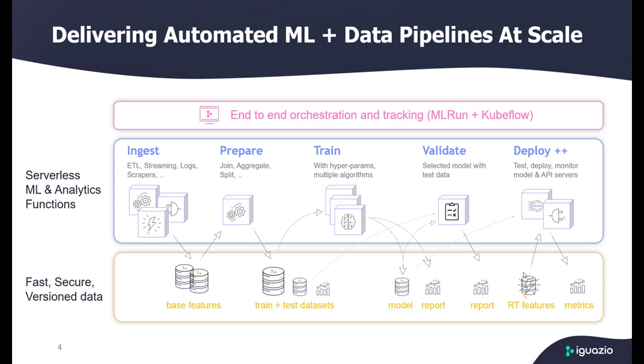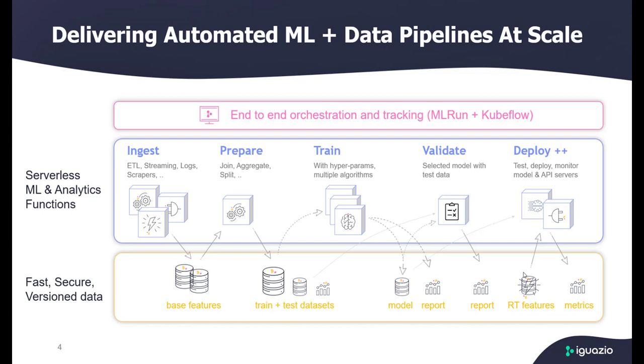Serverless functions, some of them run in real time, some of them run in batch, and they deliver all those different steps in the pipeline: ingesting data from a variety of sources, offline or online, preparing the data at scale, training the data using multiple algorithms, validating the data that was trained and those models that were trained, and finally deploying functions that are serving requests in real time, running against real-time data, real-time features, and also collecting telemetry that will feed back into our pipeline.